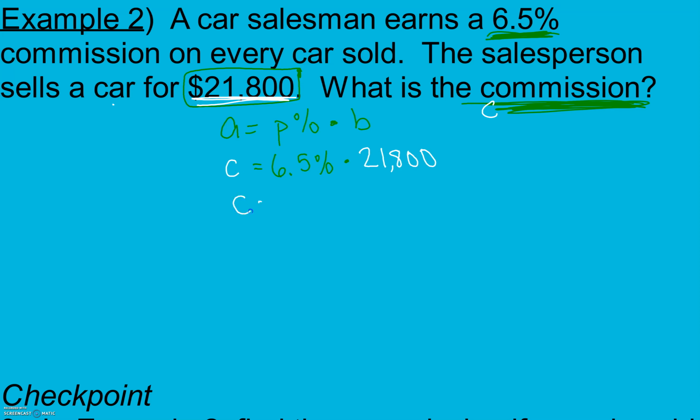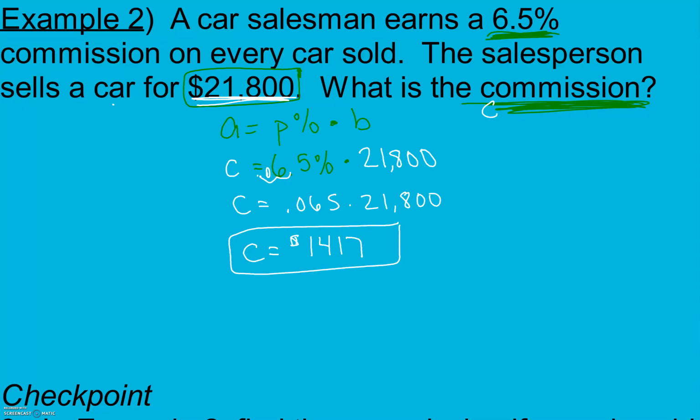When we multiply here, remember, switch it to a decimal. 0.065 times 21,800. We get a commission of $1,417. Stop and think, does my answer make sense? If we wouldn't have switched that to a decimal, we would have gotten 141,700. Would that answer have made sense? Could the person who sold the car have made that much more money than what the car dealership even got? No. So double check, does my answer make sense?